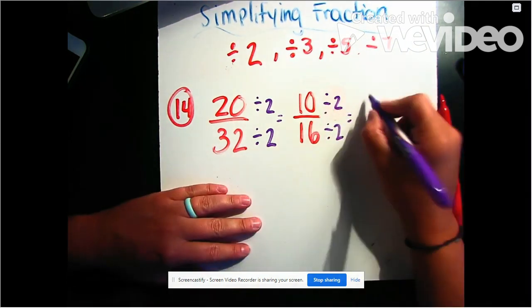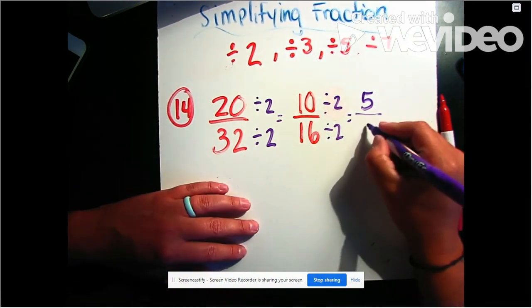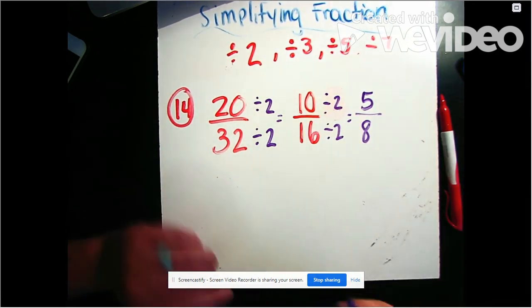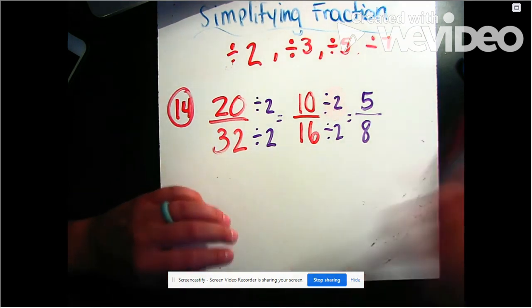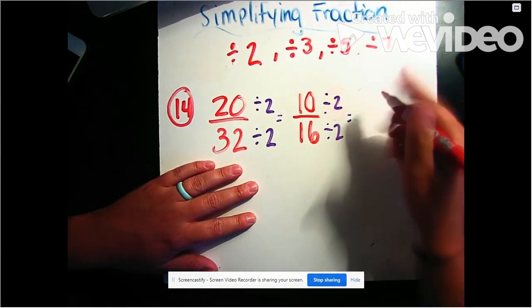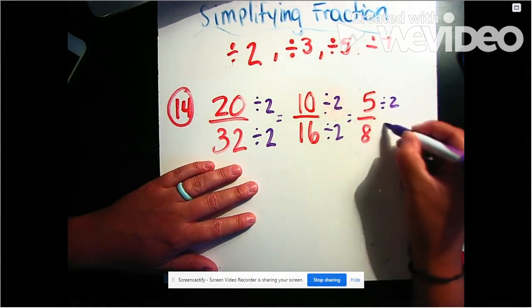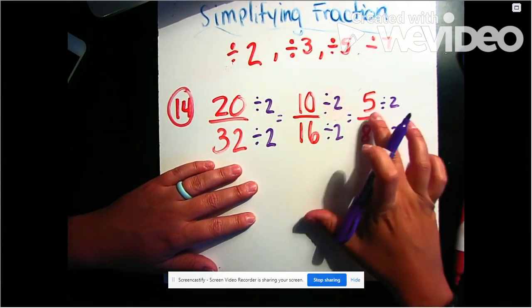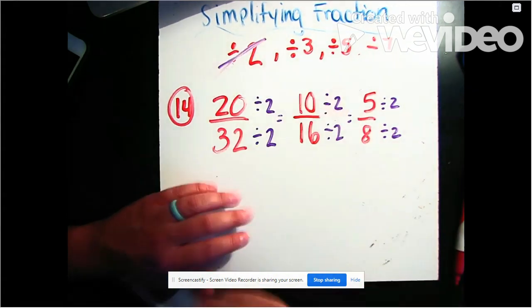Ten divided by 2 is 5. 16 divided by 2 is 8. Okay. Now try dividing by 2 again. Okay, notice I can divide 8 by 2, but I cannot divide 5 by 2 because 5 is an odd number. Okay, so I know I can't do that anymore.